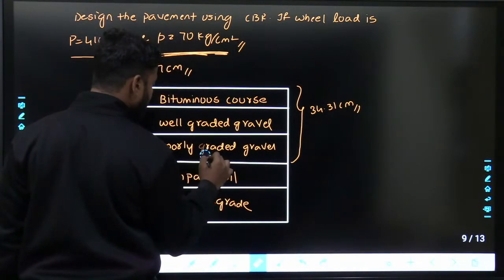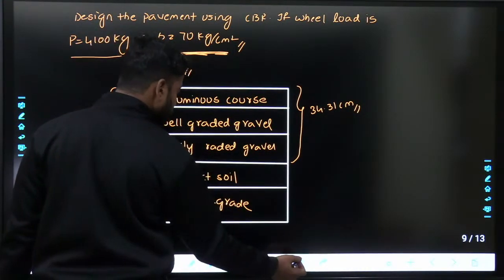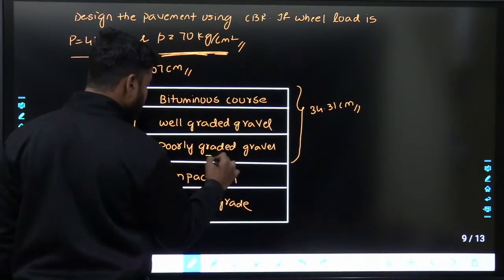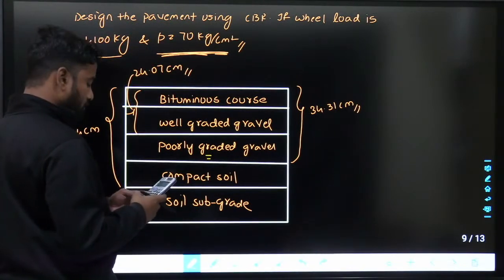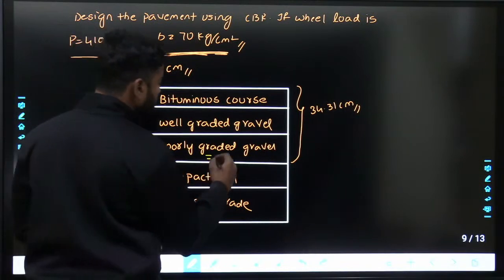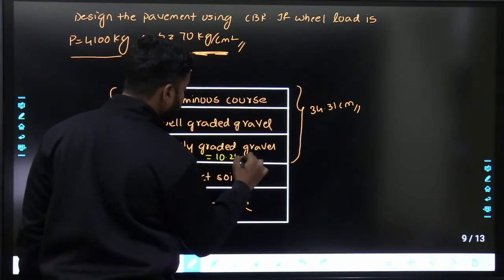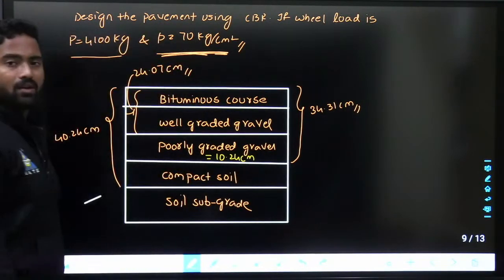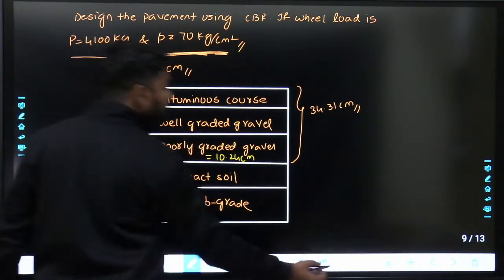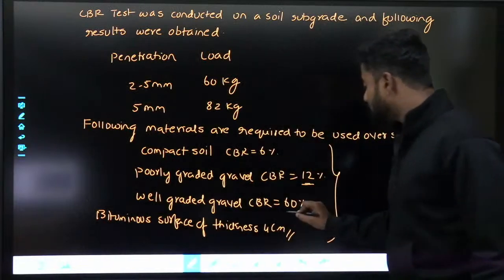Thickness of poorly graded gravel is 34.31 minus 24.07. So this is equal to 10.24 centimeters. Very simple. This is 10.24 centimeters. Now, what is the CBR for well graded gravel? That is 60%.